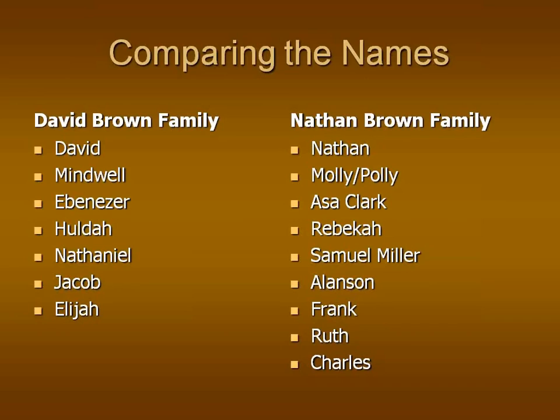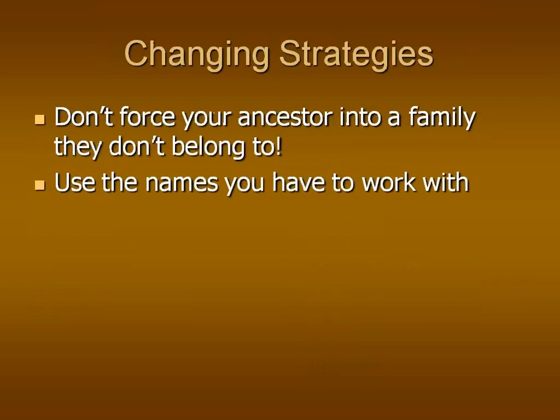So I thought, well, what can I do? I need to come up with another technique to try and figure out who his parents were. So I need to change strategies. I need to make sure that I don't force my ancestor, or Geoff's ancestor in this case, into a family that they don't belong to. You have to really resist the temptation to do that. And instead of trying to flip your ancestor into somebody else's family, turn it around and work with the names that you have.